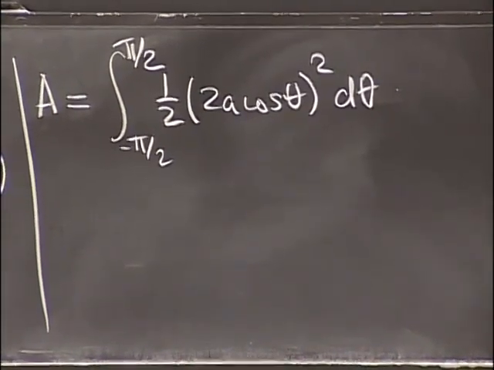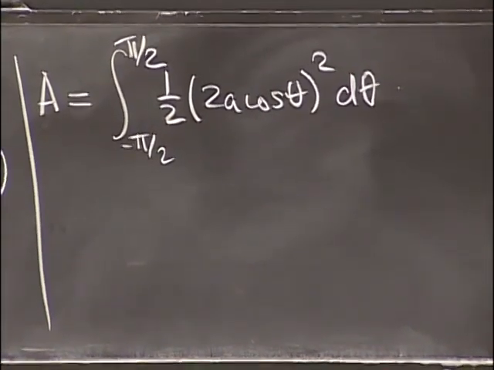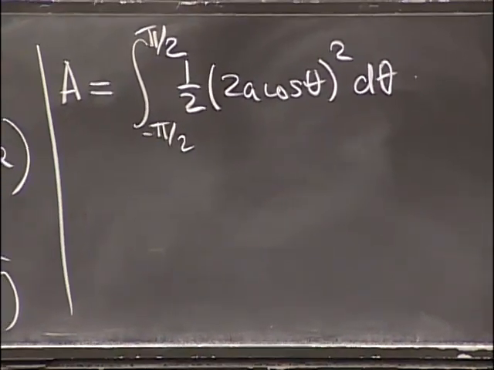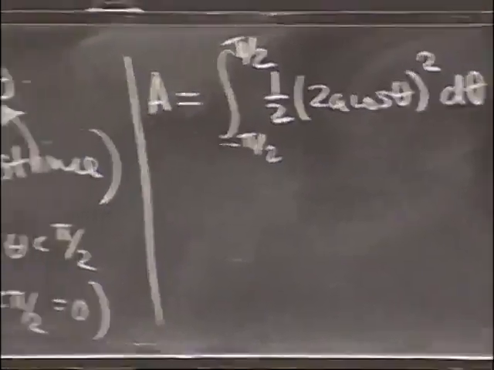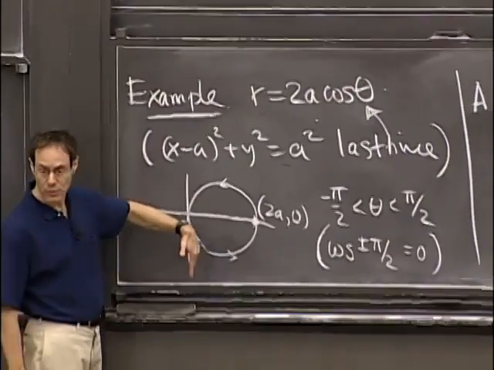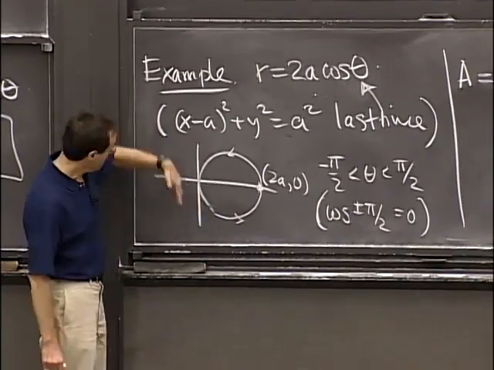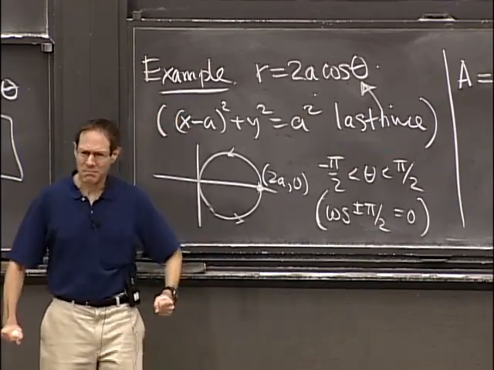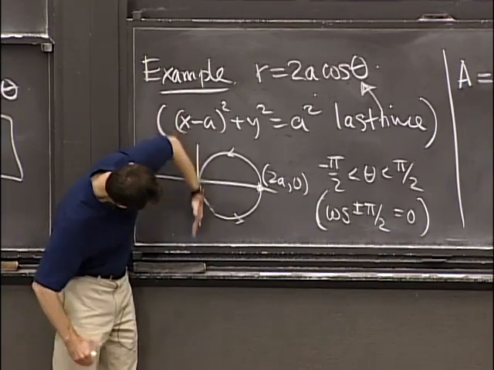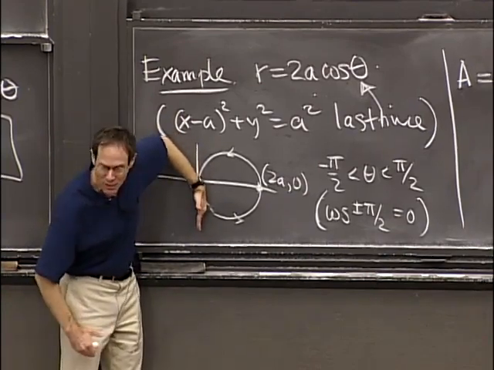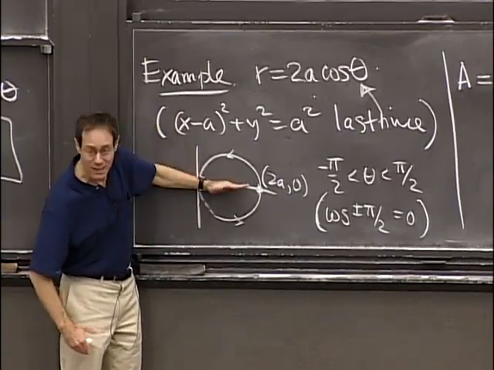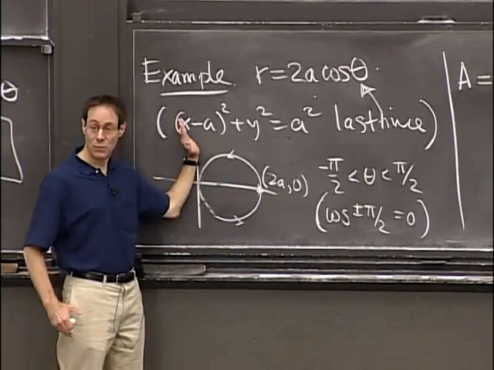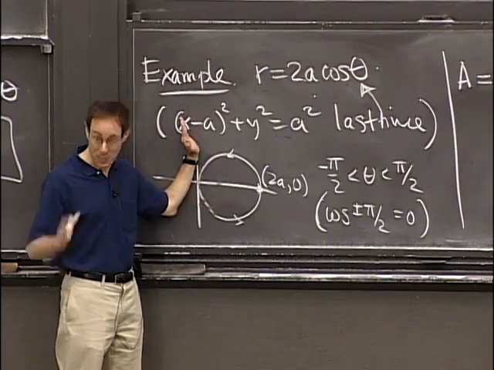Question? How do you know from looking at the picture that you're going from negative pi over 2 to pi over 2? I do it with my whole body. I say, here I am pointing down, that's negative pi over 2. I sweep up, that's 0, and I get all the way up to here, that's pi over 2. That's really the way I do it.